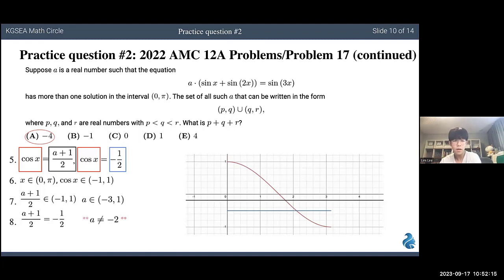And for the final step of the solution, we can say that if a plus 1 over 2 is equal to negative 1 over 2, then in the interval 0, pi, this above function has only one solution, and therefore a cannot equal negative 2. So finally, we get that a is in the interval negative 3, negative 2 exclusive, union negative 2, 1 exclusive. So adding them all up, we can get a.